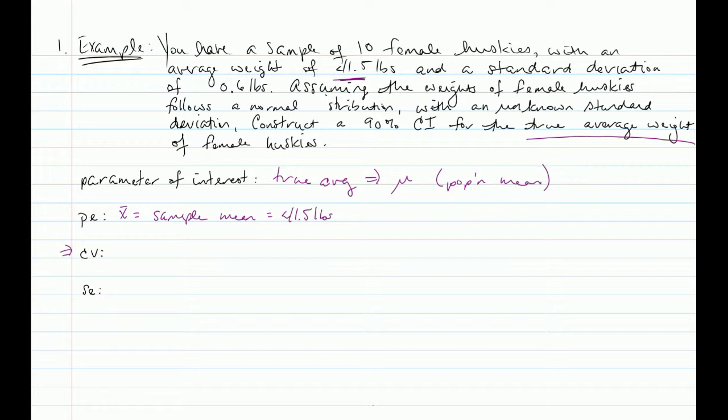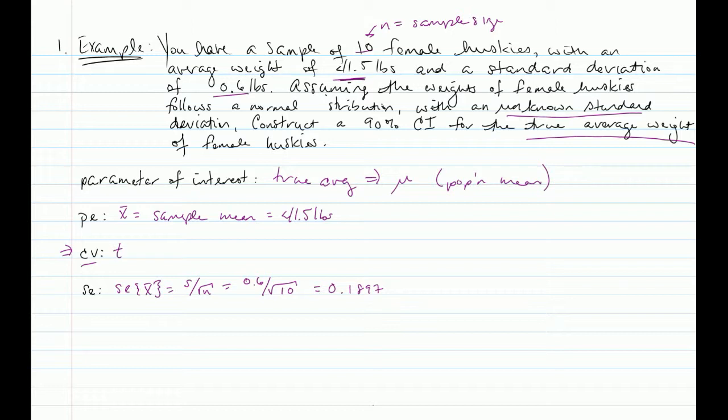We're going to come back to the critical value in just a minute, and we're going to jump down now to the standard error. Remember, I said on that first page that the standard error is the standard error of the sample statistic, which in this case is x bar. Because we have an unknown standard deviation situation, we're going to use s over square root of n to calculate the standard error. S is the sample standard deviation, which we're told is 0.6 pounds. So we're going to do 0.6 divided by the square root of our sample size, which is 10, because we're told we have 10 female huskies. So when we do this, our standard error works out to be 0.1897.